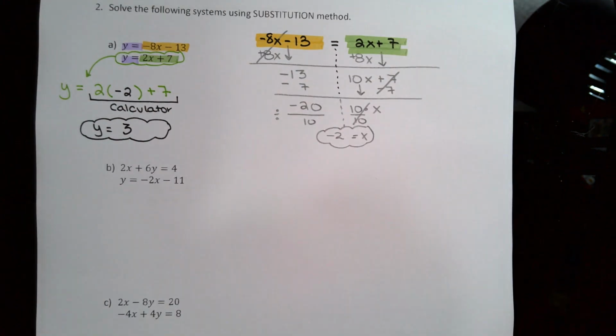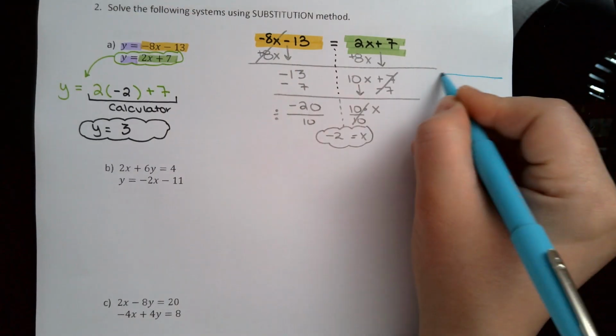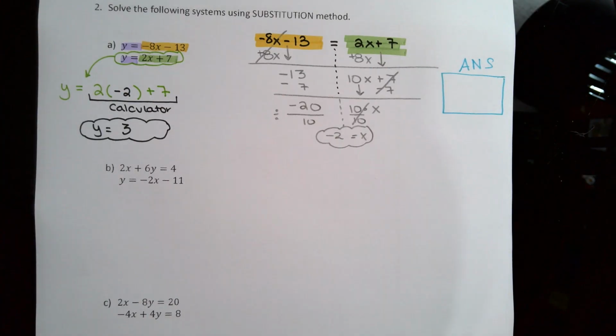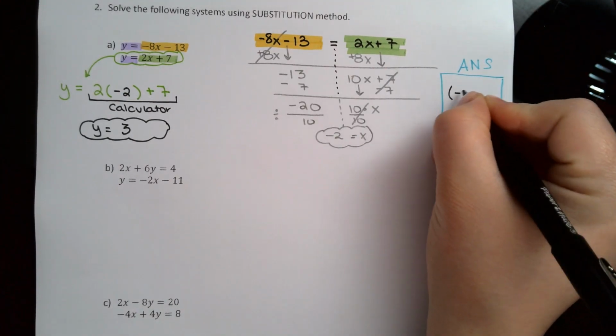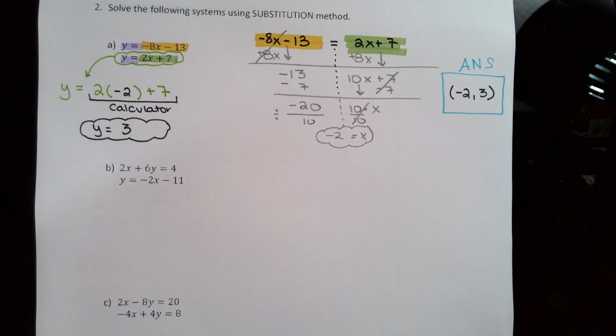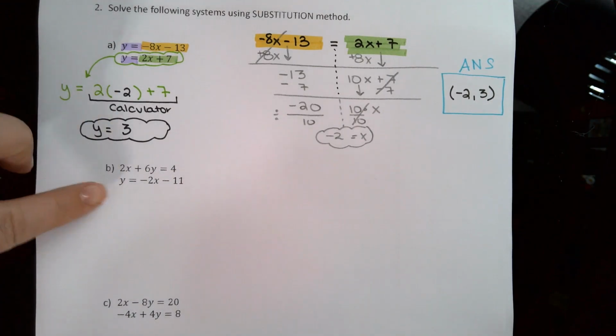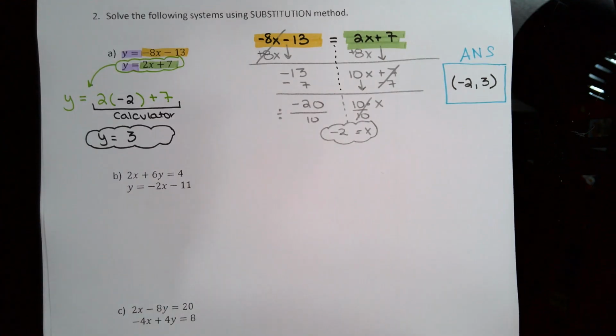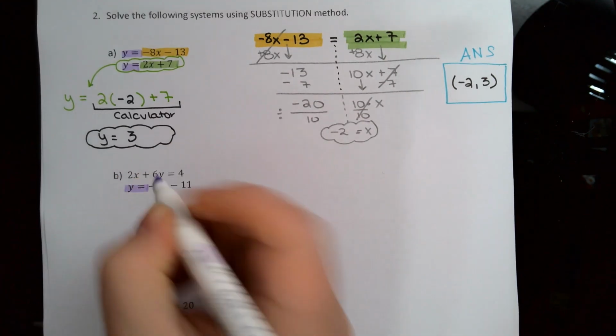Let's go ahead and write our answer box. So open up, negative 2, comma 3, close it. Now notice the difference between A and B. A has 2 y equals. B only has 1 y equals.